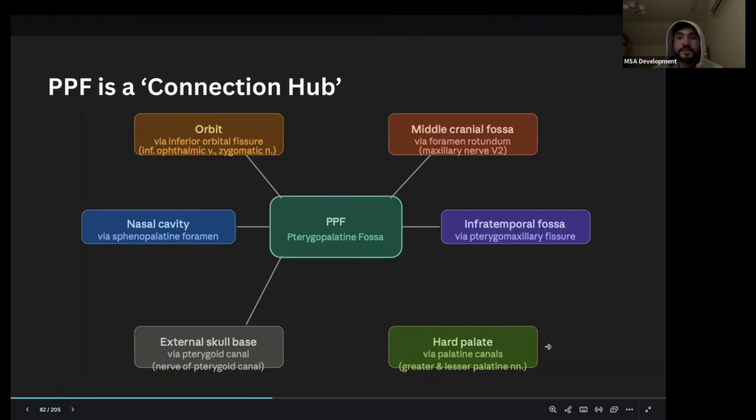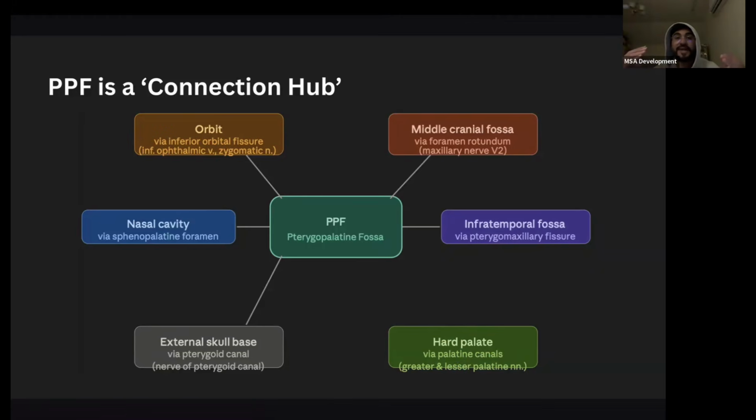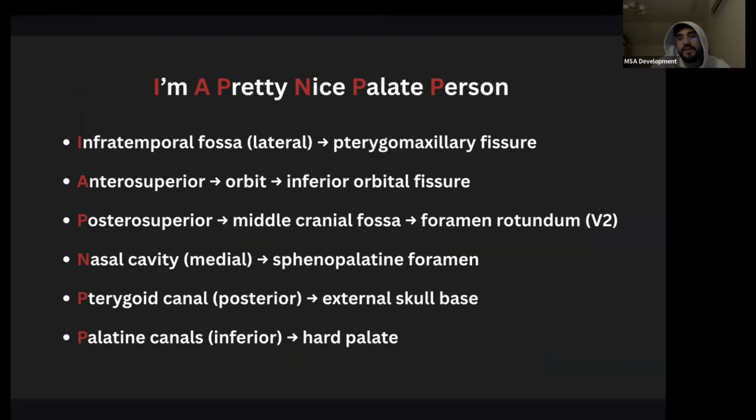It's very important that you know how it communicates with each different structure. Okay. And what openings it communicates through. Very high yield, extremely high yield. Okay. A nice way that I put it that you can remember: I'm a pretty nice palate person. So the I goes for the infratemporal fossa. It's important that you know what it even communicates with. Okay, so it communicates with the infratemporal fossa through the pterygomaxillary fissure laterally.